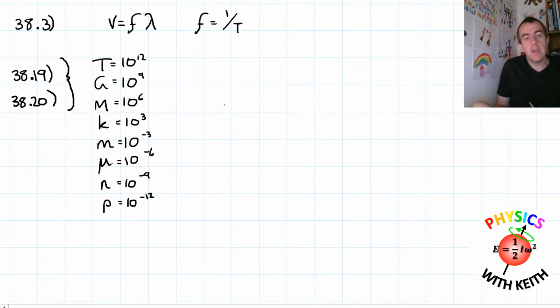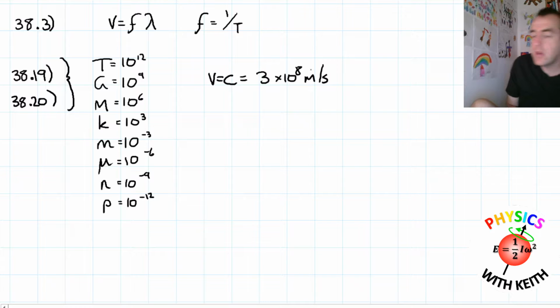And for radio waves, microwaves, or any part of the electromagnetic spectrum, the speed of the wave we usually give as the letter c, which is 3 times 10 to the 8 meters per second. That's the speed of light, and it's the speed of all electromagnetic waves. That won't necessarily be given in the question, that's something you just need to know.